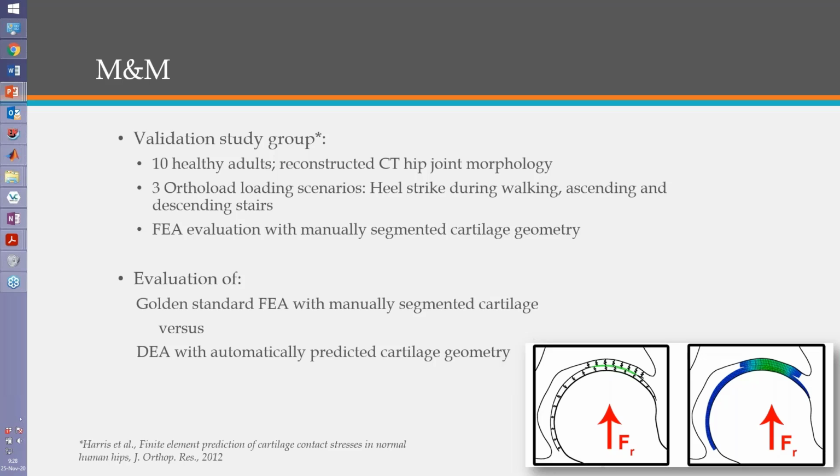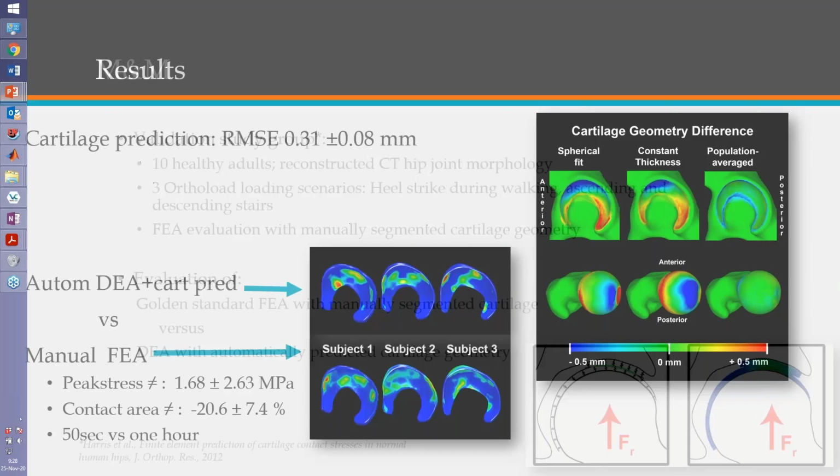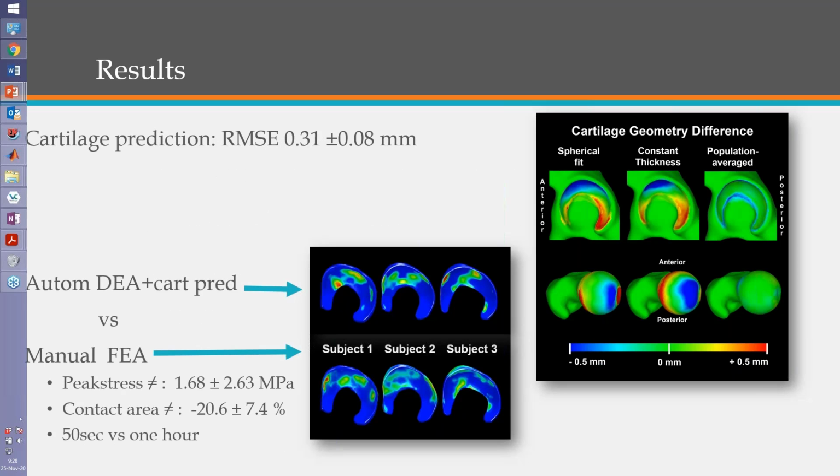And we compared their gold standard FEA results with our more straightforward way of using the DEA in combination with population averaged predicted cartilage geometry. The cartilage definitions and the geometry itself of this population averaged method showed good agreement with a root mean squared error of 0.3 millimeter. And it didn't have the same consistent deviations from the anatomy of the subject as the spherical fit and the constant thickness method had.